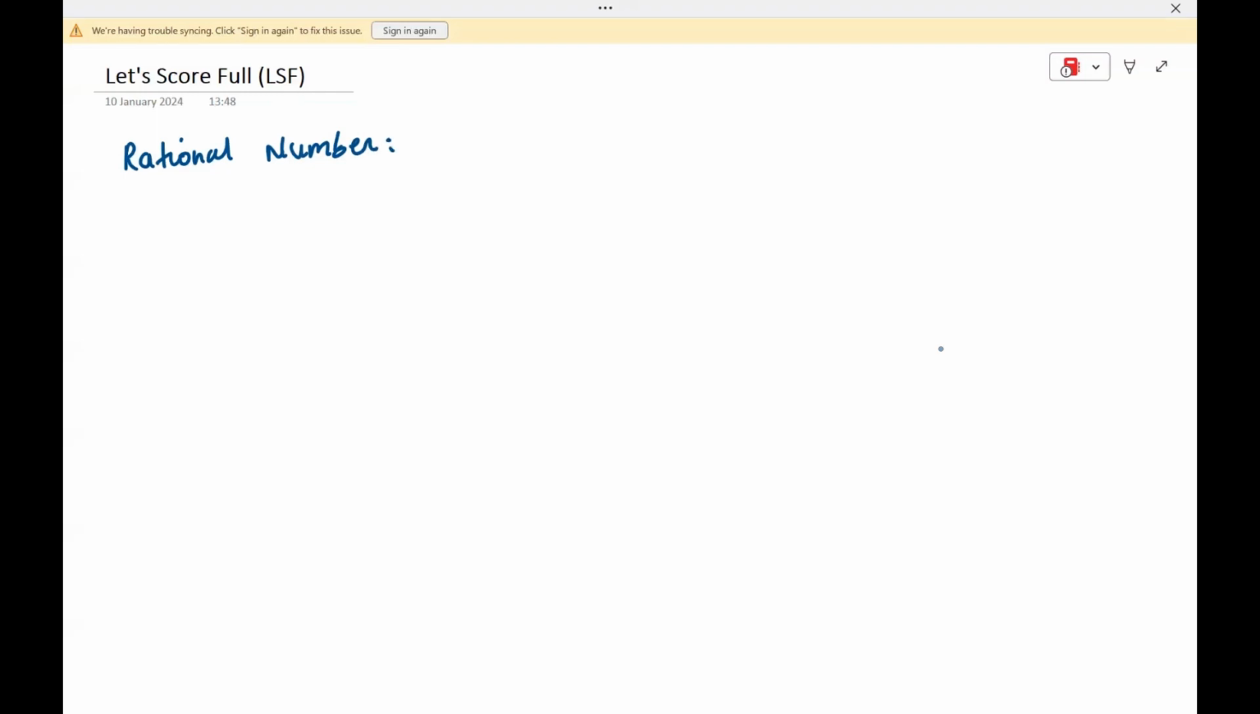So today's topic is Class 8th CBSE Math Chapter 1, Rational Numbers. Before jumping to rational numbers, there are 4 other types of numbers which we are going to know about. The first one is natural numbers. So what is a natural number?